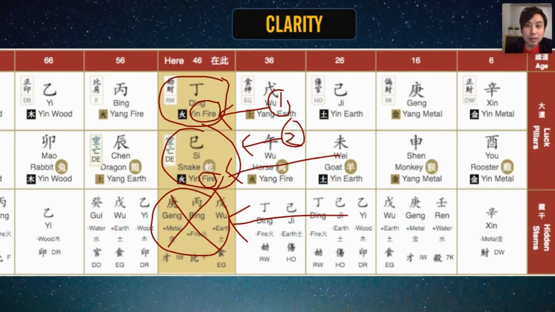But there is one exception. This only applies to the 5 elements except for Earth. Earth is not counted. If you have the Earth element on top and the Earth element at the bottom, that will not fit this criteria. Let me repeat myself again: this technique only applies to fire, water, metal, and wood. So how many of you here are going through a clarity pillar right now?